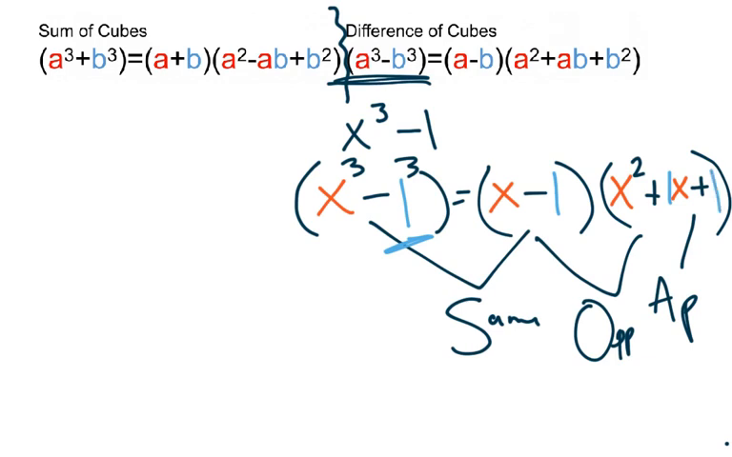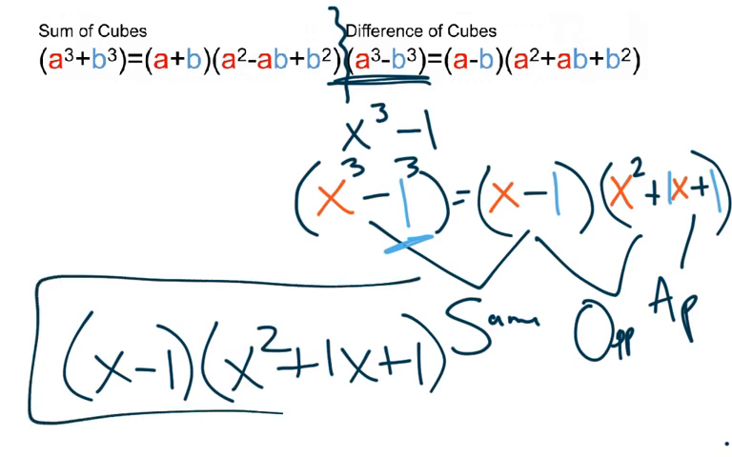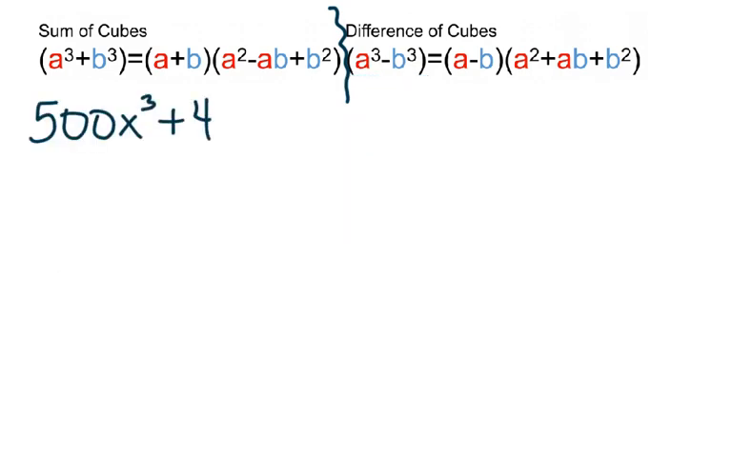So my final answer looks like this. X minus 1, x squared plus 1x plus 1. That's the answer I'm looking for. Alright, let's do some more. It's the same formula every time. So the hardest part is figuring out how to rewrite it.